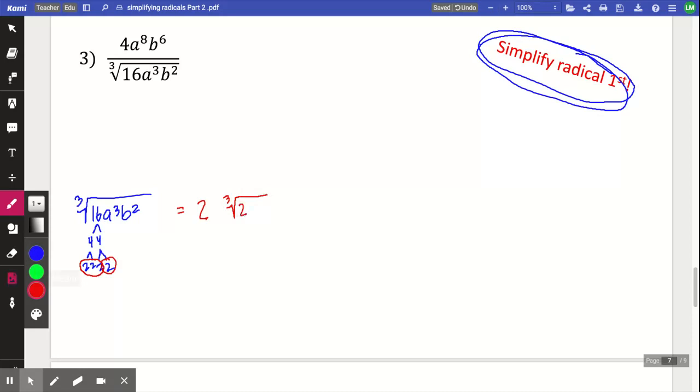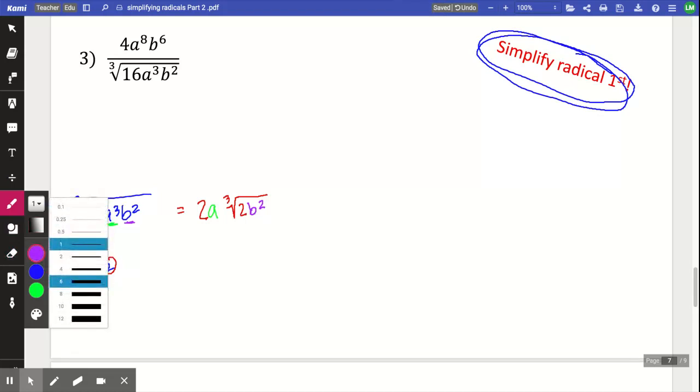Now, a to the third, how many groups of 3 can I pull out? Just 1, an a, and nothing's left inside. And then I also have that b squared, no groups of 3, so that can stay inside. So we've simplified the denominator. Let me go ahead and change this.